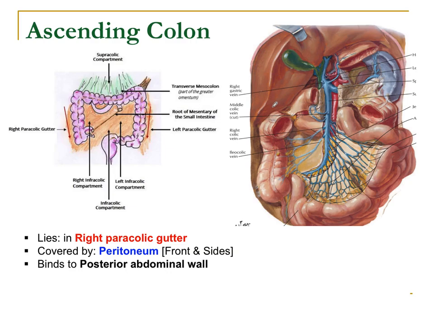The ascending colon generally lies here in this region, which is called the right paracolic gutter. It lies in the right paracolic gutter and is covered by the peritoneum from the front as well as from the sides. Posteriorly, it binds with the posterior abdominal wall. The right paracolic gutter is just a space or gutter present on the lateral side of the ascending colon. So this one is the ascending colon.